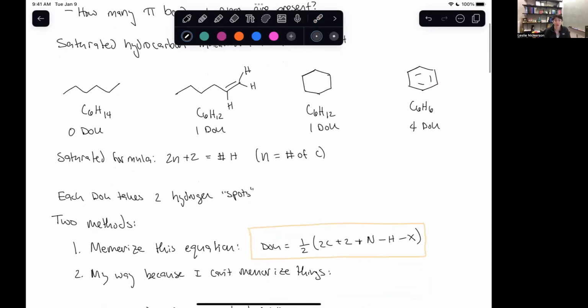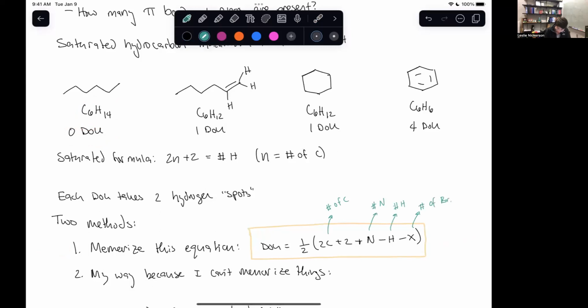So there are 2 methods of calculating this number when you are only given the formula and not a structure in front of you. The first option is a memorization option. This is one that I have never been able to memorize, this formula. The only thing you need to know in terms of how to use it is that this is your number of carbons, that's your number of nitrogen atoms, number of hydrogens, and the number of halogens.